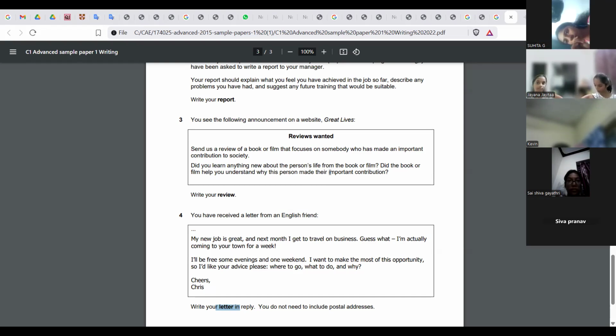Sir, in the letter, will we always get informal, or should we... It could be formal. If you are going to write it to the boss, it's going to be formal. If you are going to write it to your friend, it's going to be informal. If you are going to write it to an authority or a teacher, it's going to be formal.